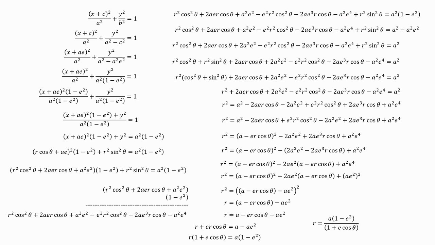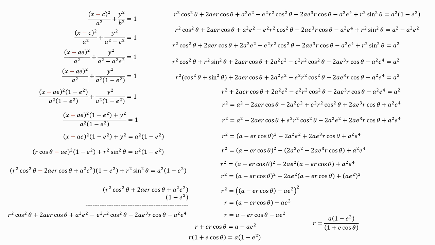Now, what if we centered the focus, the left focus of the ellipse? This equation up here on the upper left would be x minus c. And the signs in all of these formulas would change. I'm going to go through this fairly quickly. But in this next formula, x plus c turns into x minus c. In the next formula, x plus ae turns into x minus ae. x plus ae again turns into x minus ae. And again, x plus ae turns into x minus ae. Same thing again and again. And now this r cosine theta plus ae turns into r cosine theta minus ae.